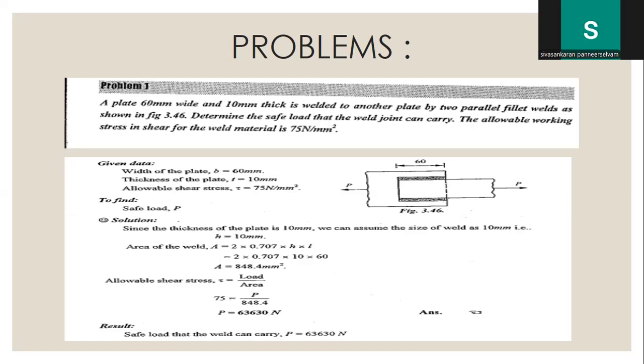Then we know the allowable shear stress tau is equal to load by area. So from this equation we can find out the safe load P. We know the allowable shear stress and also the area value. So from this we can calculate the unknown load in Newton. So this is a basic simple problem.